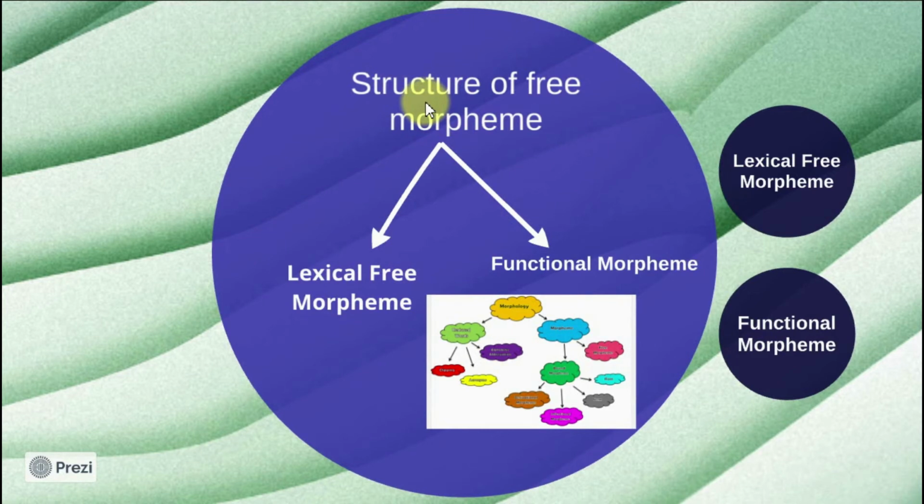When we talk about the structure of free morpheme, we mean the branches of free morpheme, or a frame of free morpheme. The structure of free morpheme divides into two: one is called lexical free morpheme, and the second is functional free morpheme. This picture shows the flow of connection between morphology, the morpheme, and the free morpheme, and the free morpheme divides into lexical free morpheme and functional free morpheme.